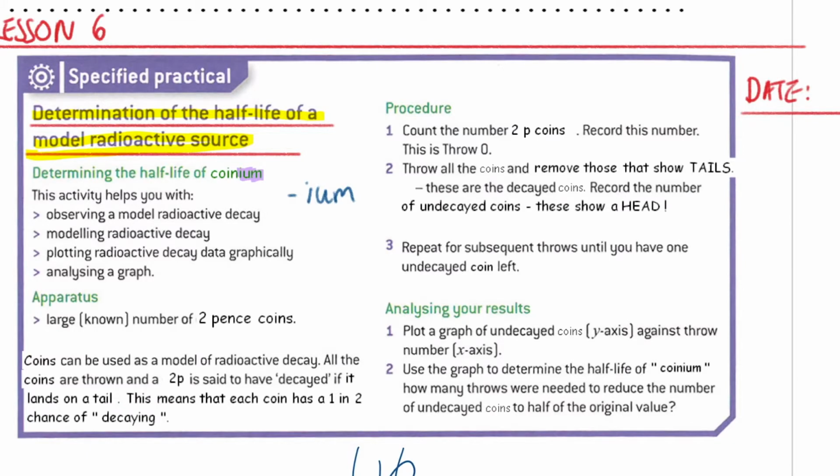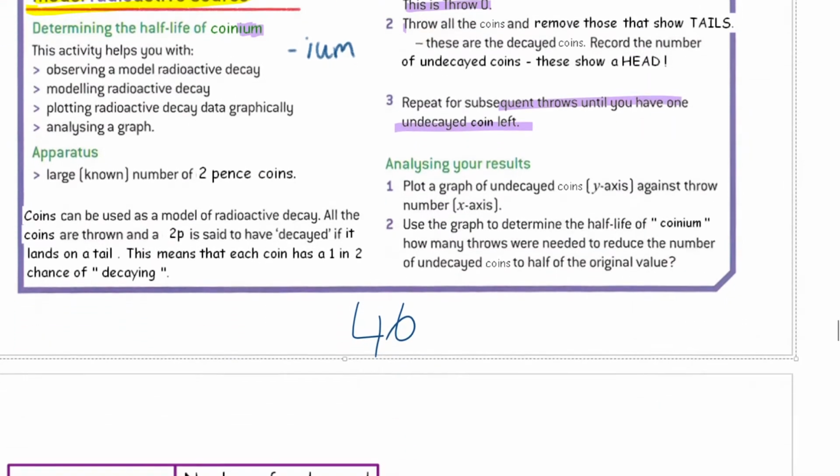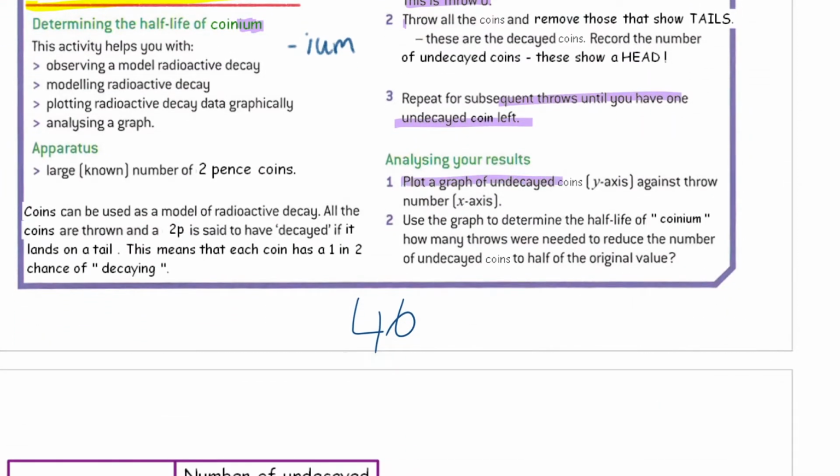Okay, so we're going to watch the video now, and if we quickly look at the procedure beforehand, what you need to do when you're watching the video is to count the number of 2p coins, record the number in the table as I just showed you, and repeat for subsequent throws. You can pause and read through that. And then you're going to plot a graph of undecayed coins.